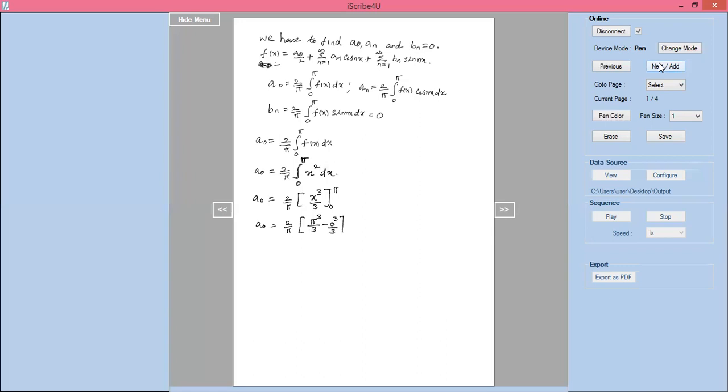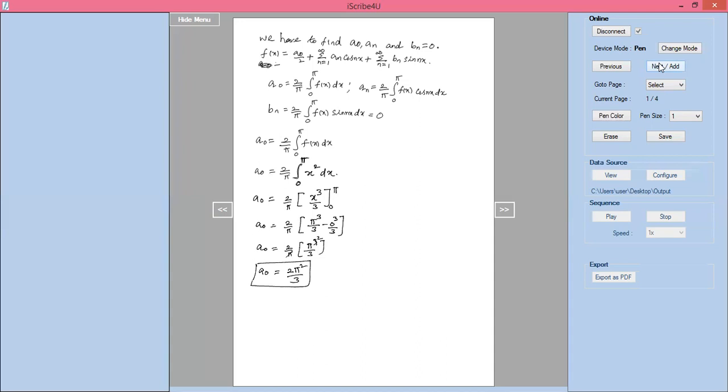So now I will write a naught equals 2 by pi into pi cube divided by 3. So I will cancel this, and here I will get pi square. So a naught equals 2 pi square divided by 3. This is the value of a naught.